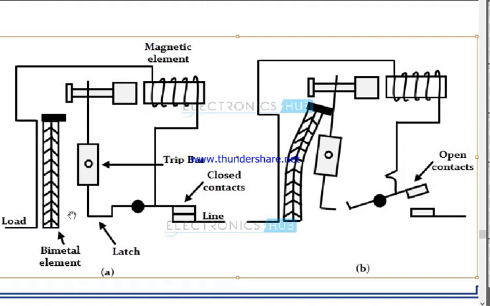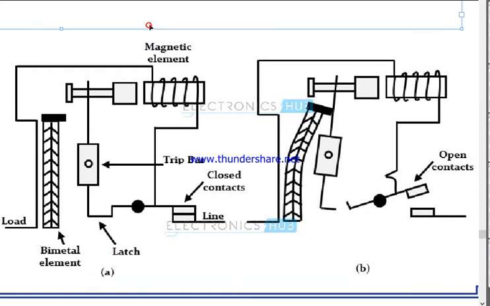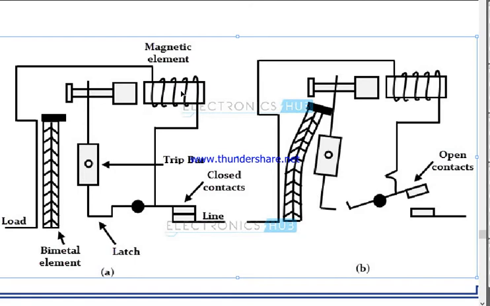When it moves backward, you can see the connection here is broken, and it is moved upward due to the magnetic field of this electromagnet. As soon as you reset the switch, you actually pull this backward. You pull the bimetal element backward. By doing so, the latch will move forward due to spring action, and it will pull it back to the usual place.